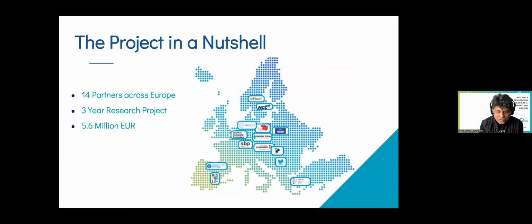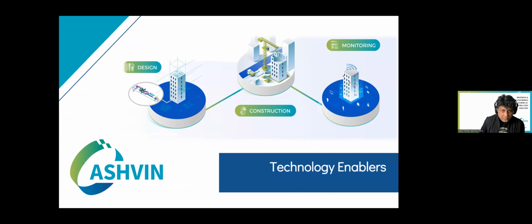We have partners from north to south of Europe to cover different conditions and different environments of the construction site, to understand and to validate the project. That was the basic reason to take the demonstration sites from all parts of Europe. The ASHVIN project is not only about the construction phase. It spans the whole lifecycle: the design part of infrastructure, the construction part, and the monitoring part.